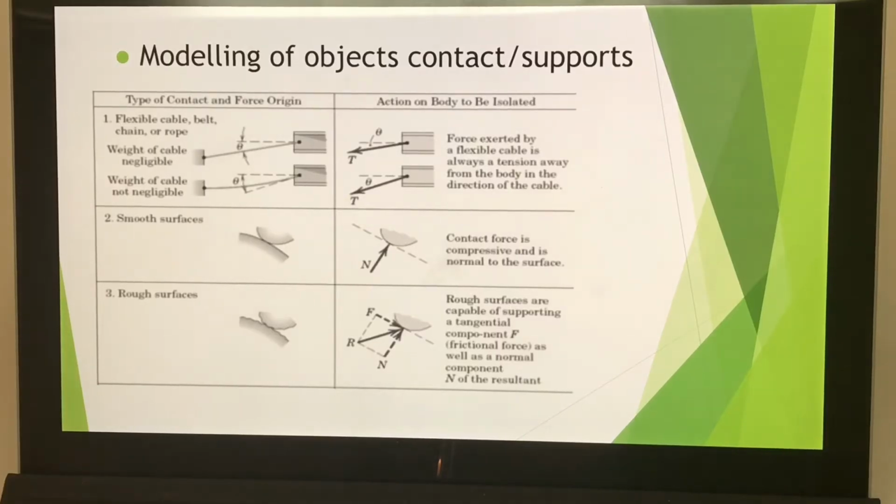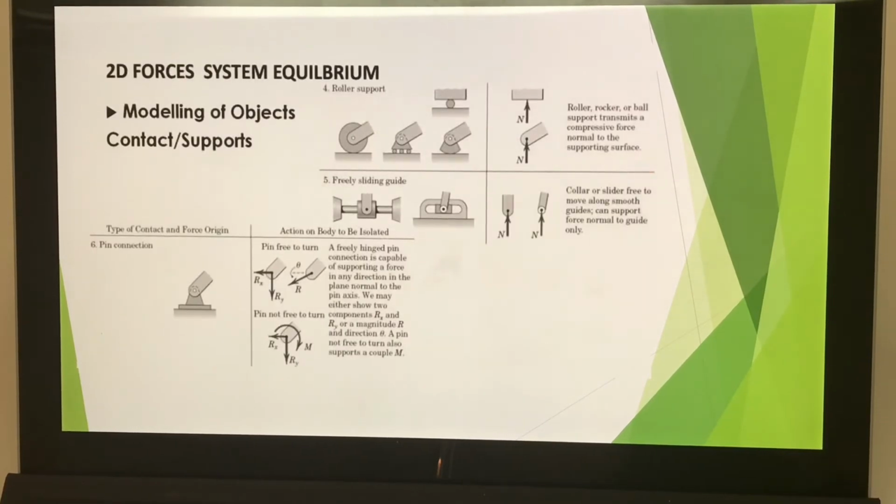Modeling of object, contact and support. Type of contact and force origin. Flexible cable, belt, chain or rope. Here, the weight of the cable is negligible, as we see here, and the weight of the cable is not negligible, as we see here. For a smooth surface we analyze the force as just a normal force, and for a rough surface we analyze the force in the x-axis and the y-axis.